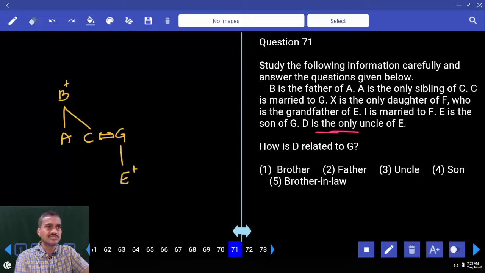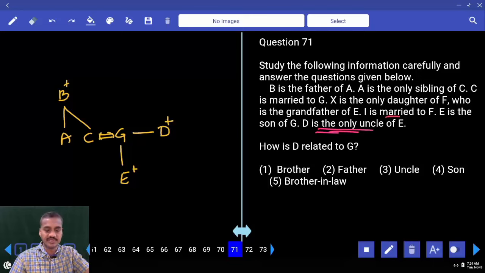But can we have C's brother as D? No. Why is it no? Because A and C are the only siblings to each other. Hence, this D cannot be the sibling of C. Hence, D must be the sibling of whom? D must be the sibling of G. Hence, the uncle D is here. D is the only uncle of E, and E is the son of G.